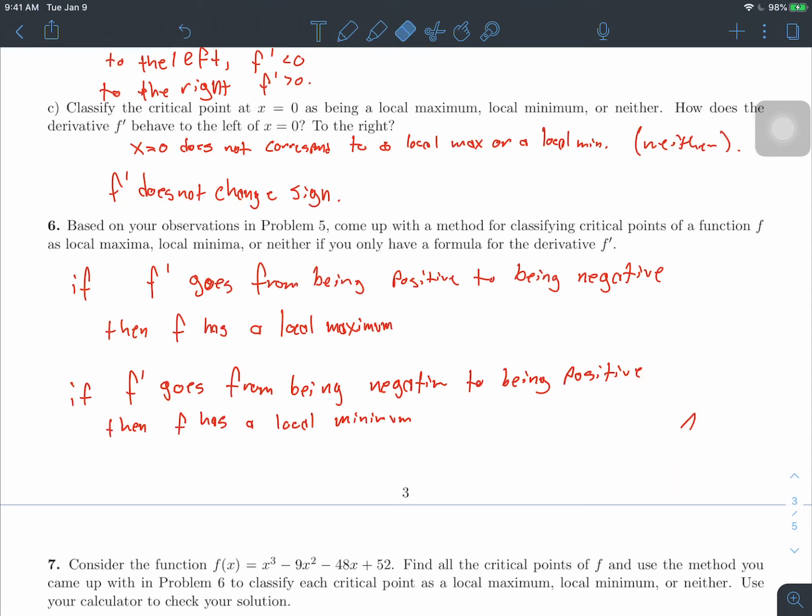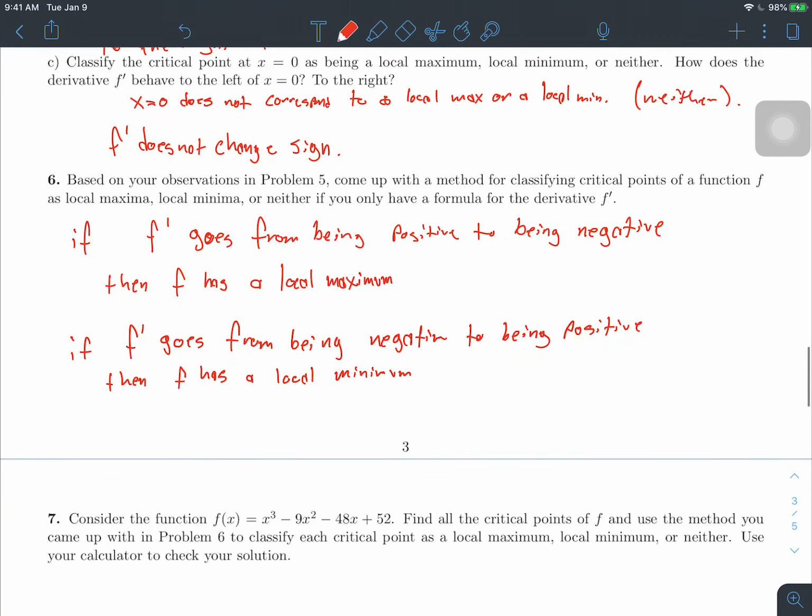Okay, and the last thing, we don't even really need to categorize it. We can just say if neither of the above things happen, then it is not a max or a min. So we have two things that can happen. The third choice is for neither of those things to happen, in which case our critical point is neither a local max nor a local min.